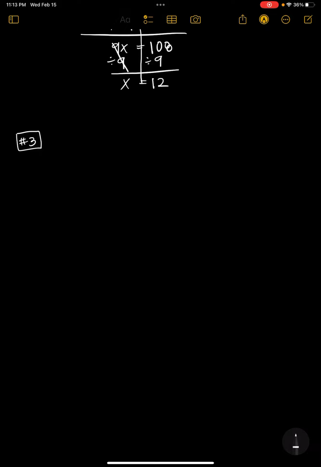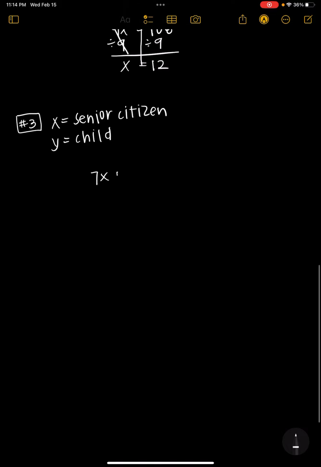So once again, we're going to start by labeling X and Y. This time I'm going to have X be the senior citizen ticket, and then Y be the child ticket. So the equations will be the first day and then the second day. On the first day, he sold 7 senior citizen tickets, so it's 7X, and 9 child tickets, so 9Y, for a total of $190.